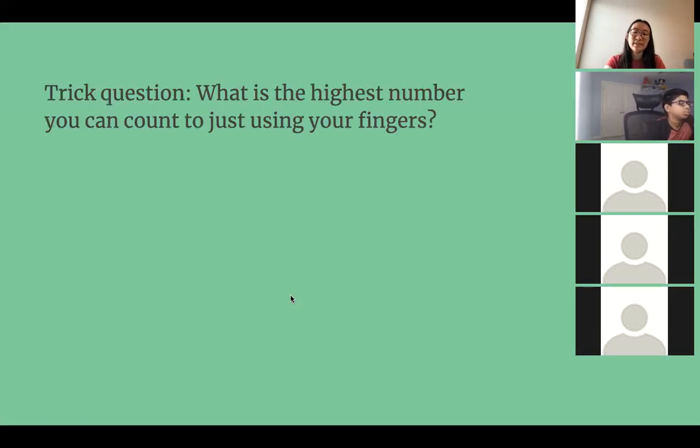All right, so here's a question. What is the highest number you can count to using just your fingers? Like what's the highest number you could represent like this? If I asked you to count how many things are going to be on your fingers? 20?